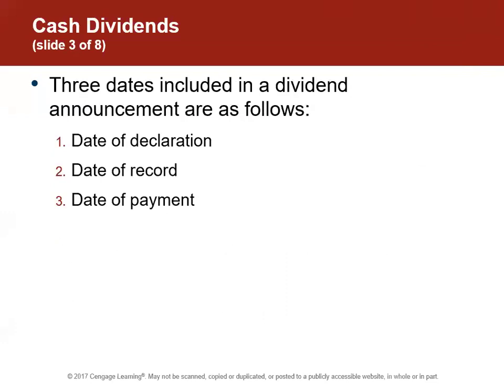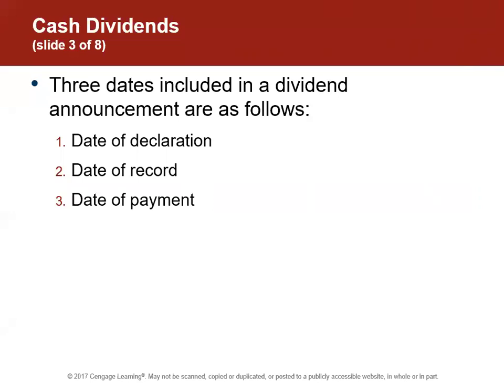When we declare dividends, there's the date of declaration: the board has approved it, and they say, we are declaring a $5 cash dividend on every stock or whatever. Then you have the date of record. On the date of record, there's going to be no journal entry. It's just saying, as of this date, all the stockholders on record will receive a dividend.